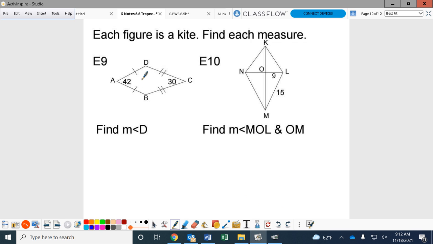Guys, every four-sided figure adds up to what? 360. What do I know about these two angles between the non-congruent sides? They're congruent. Okay, so to do this problem, I am going to add 42 plus 30. What's 42 plus 30? 72. I'm going to subtract that from 360 because we're in a four-sided figure.